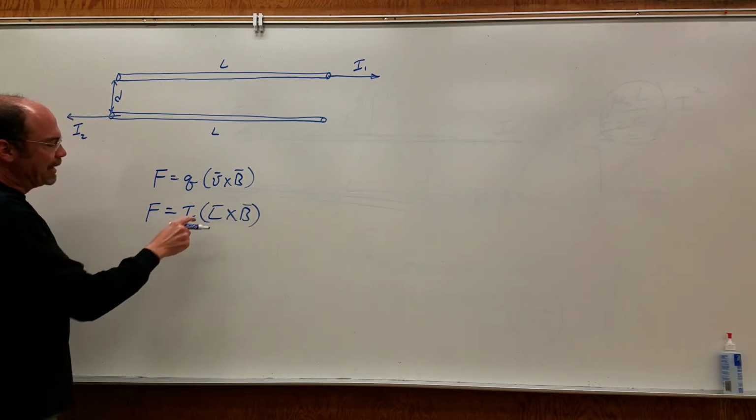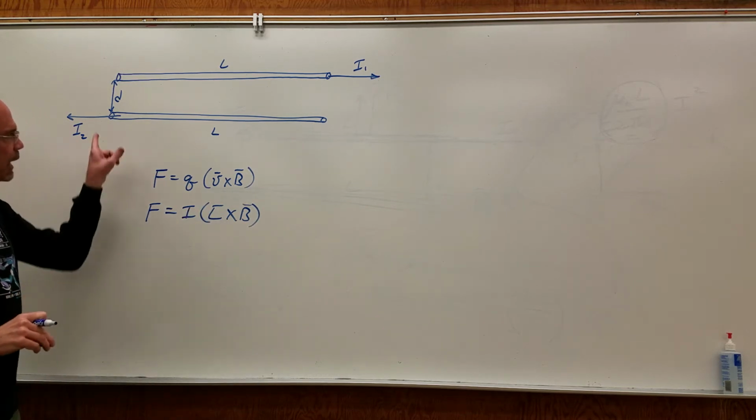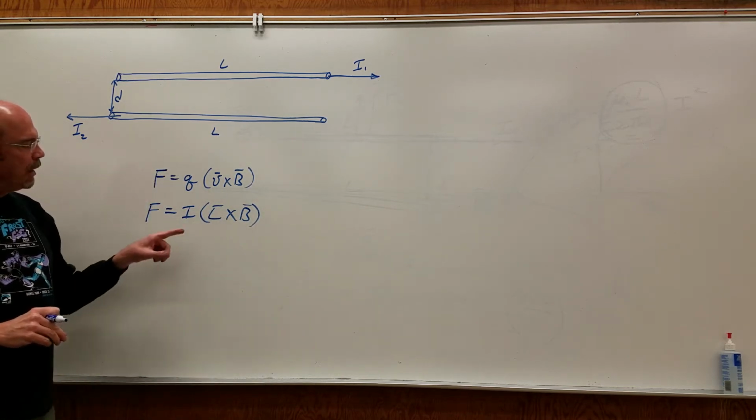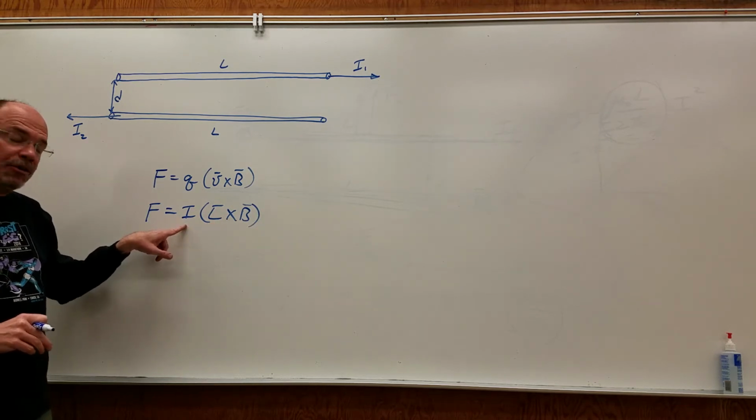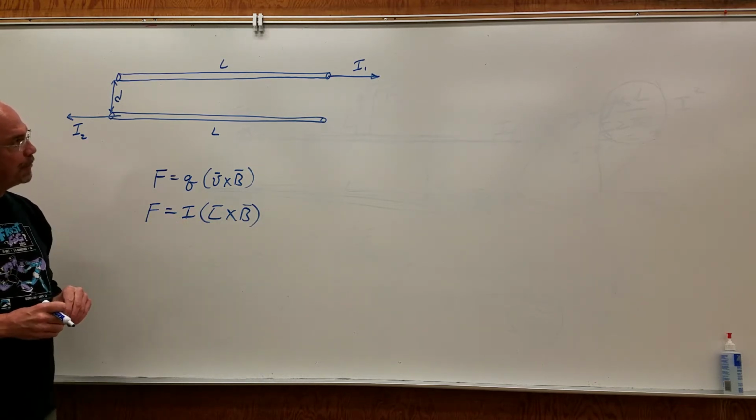Again, B is your magnetic field. L is the length of the wire segment. L is a vector, so it points in the same direction as the current. Remember, current is a scalar, but we'll treat it similarly to a vector.